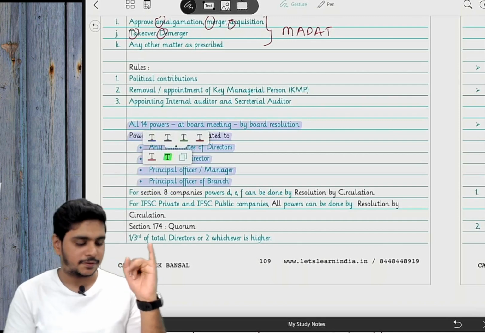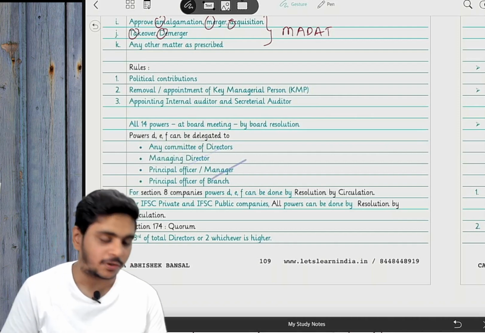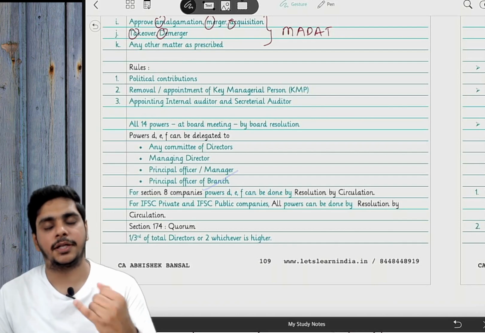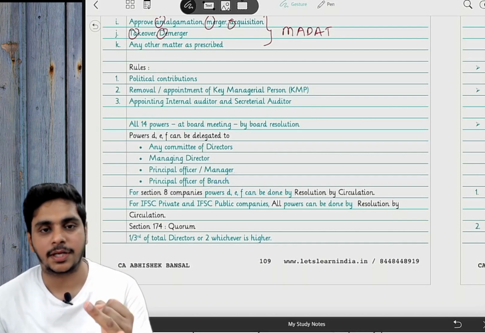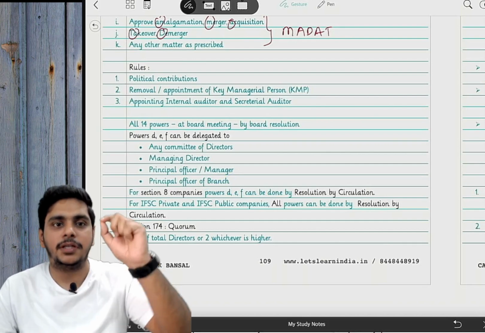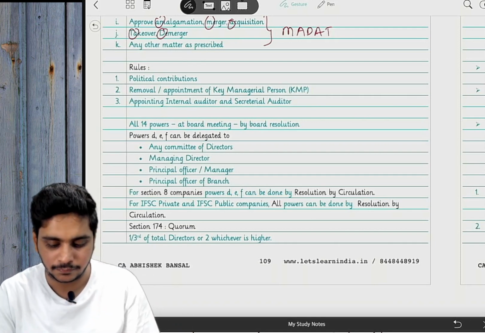Committee of directors is the first one, or the managing director you can delegate it to. Then the principal officer or manager you can delegate it to, or the principal officer of a branch. So you can delegate to a committee of directors, managing director, a manager, or a principal officer of a branch. So DEF can be delegated to 4 people.